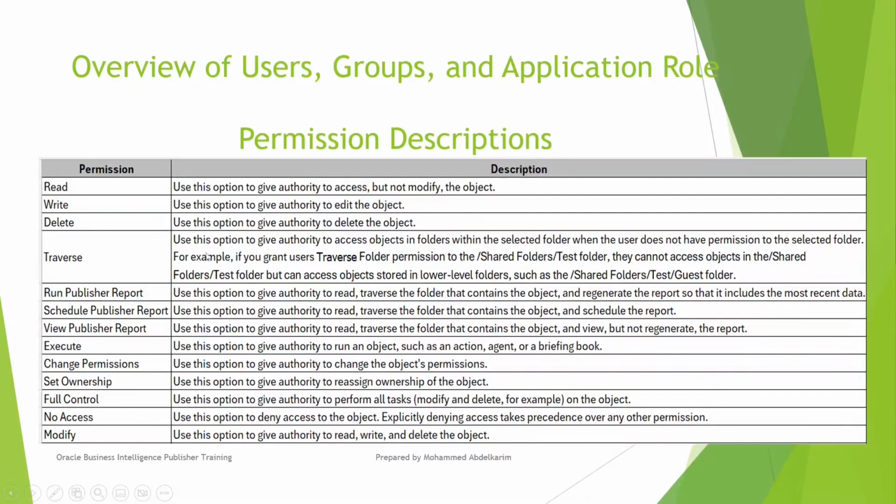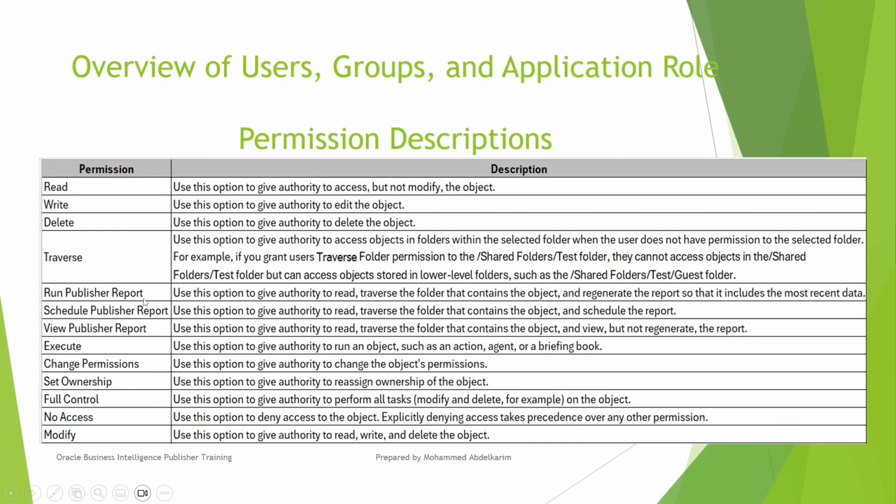Traverse, use this option to give authority to access objects in folders within the selected folder when the user doesn't have permission to the selected folder. For example, if you grant a user traverse folder permission to the shared folder, test folder, they cannot access objects in the shared folder, test folder, but they can access objects stored in lower folders such as the shared folder, test and guest folder. All content inside the test folder he can access, but not the test folder itself.